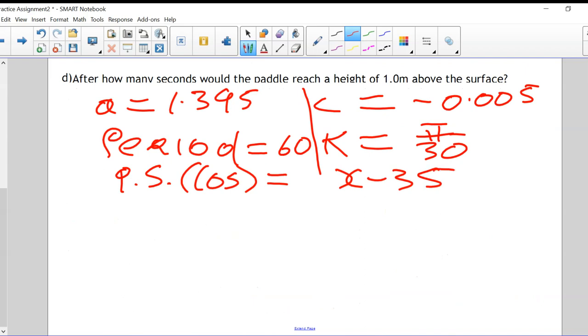So what I'm going to do is start by writing a cosine function. That's not what the question asked for. I want to be clear on that. The question didn't ask for a cosine function. The question asked for a sine function. But we're going to get there.